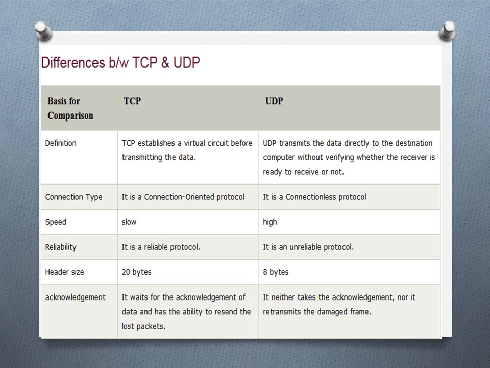According to the header size, TCP is 20 bytes, UDP is 8 bytes. Acknowledgement. TCP waits for the acknowledgement of the data and has the ability to resend the lost packets. But UDP neither takes the acknowledgement nor does it retransmit the damaged frame. So these are some of the differences between the TCP and UDP protocols in computer networks.